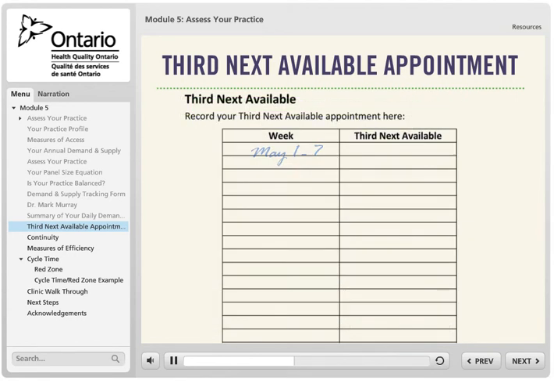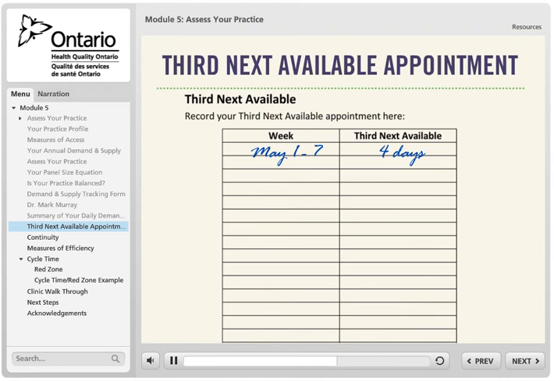It is important to use a consistent method of data collection. Counting weekends is your choice, do or don't. Just be consistent. Often the person who books the appointments is the best person to collect this data. The third next available appointment is tracked weekly and will let you know if the changes you are testing in a PDSA cycle are resulting in the desired improvement.